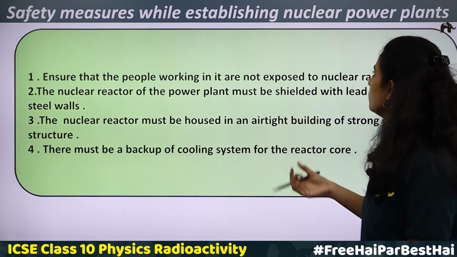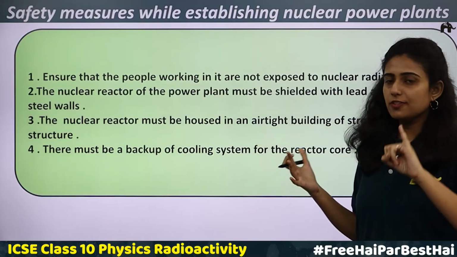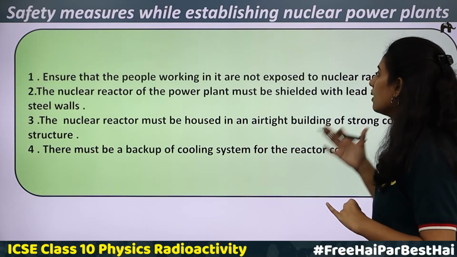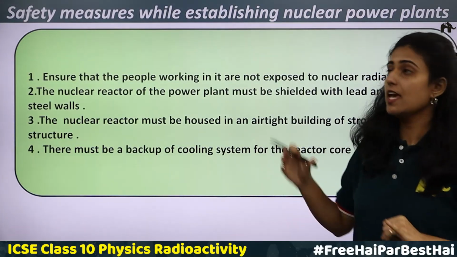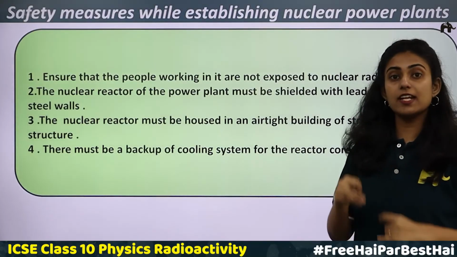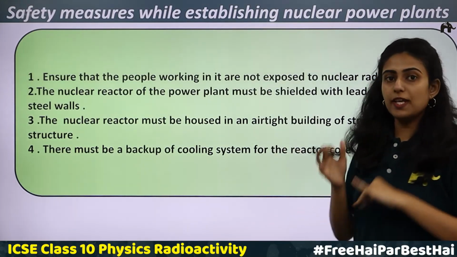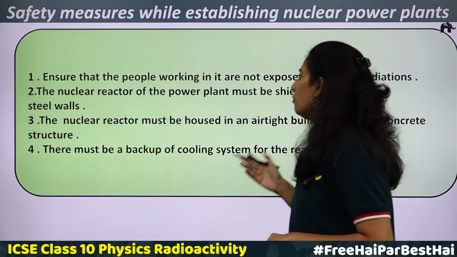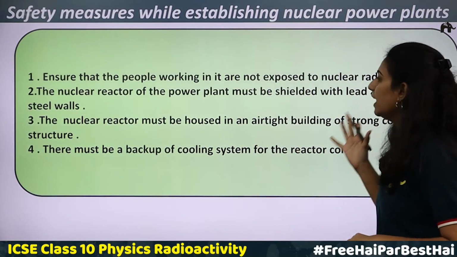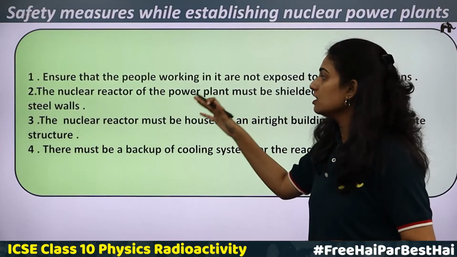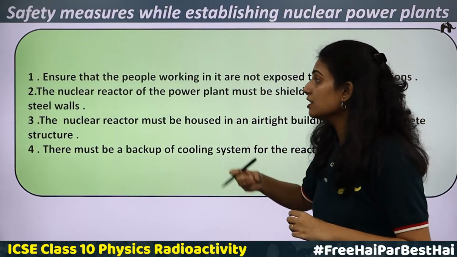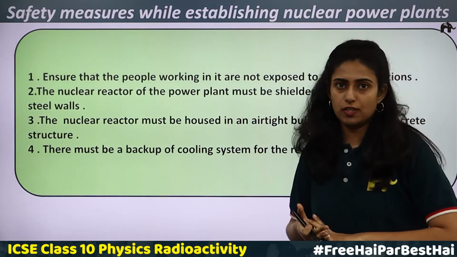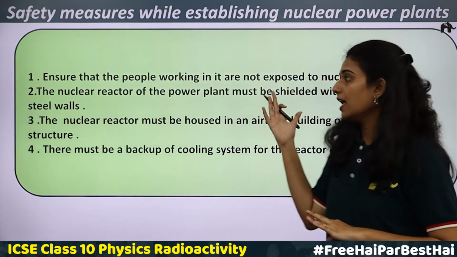Now, the safety measures while establishing nuclear power plants. First one is ensure that the people working in it are not exposed to nuclear radiations. Even if there is a chance of accident, if an accident happens, the spread should be kept minimum. Okay, it should be ensured. Second, the nuclear reactor of the power plants must be shielded with lead and steel walls. So, this is in order to prevent the radiation from escaping out into the atmosphere. So, that can be prevented by using the lead and steel walls.